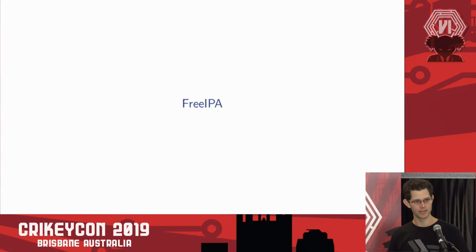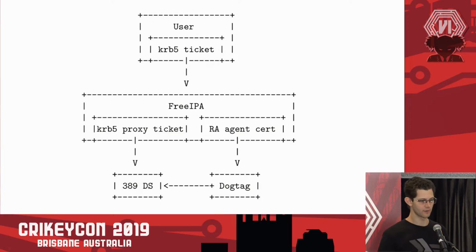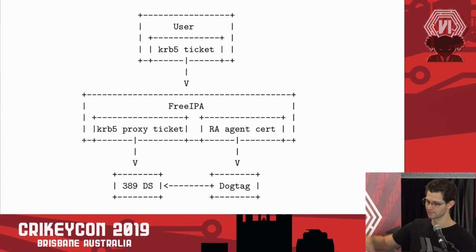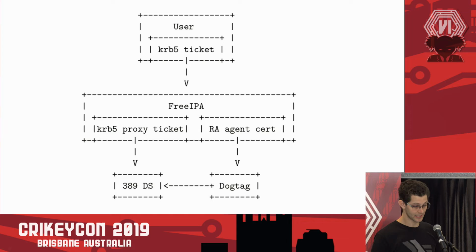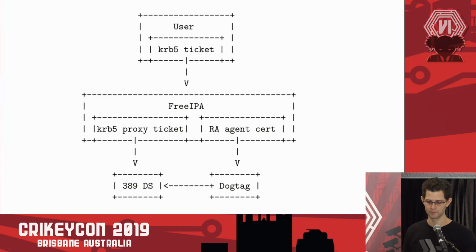The second one, FreeIPA, the other main program I work on, an identity management system. So it does LDAP, Kerberos, host-based access control, certificate authority, which happens to use Dogtag under the hood. When you're performing operations against the CA, the block diagram looks something like this. The user talks to FreeIPA with a Kerberos ticket to authenticate the user. FreeIPA, when it talks to the LDAP database, acquires a proxy ticket to operate with the same credentials as the user, so operating directly on behalf of the user.